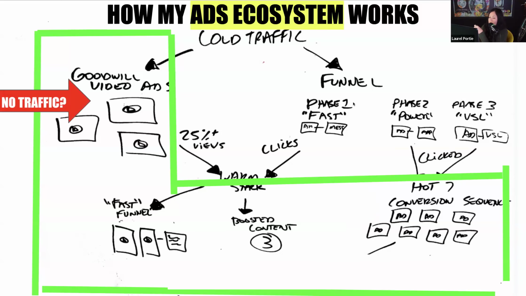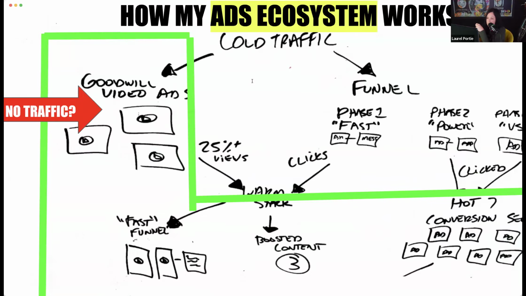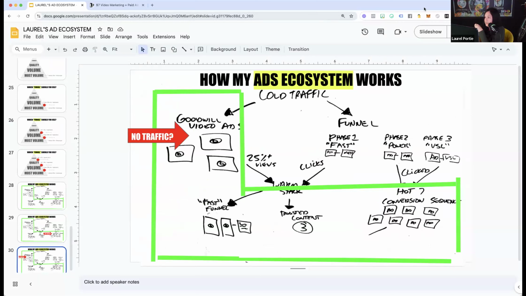But if someone comes to me and they don't have traffic, we're going to start in phase 1. We're going to get them started on building their invisible list. We're going to get them started on having messenger conversations. And then we're going to start testing content through boosted posts. And that is the entire ecosystem at a glance.